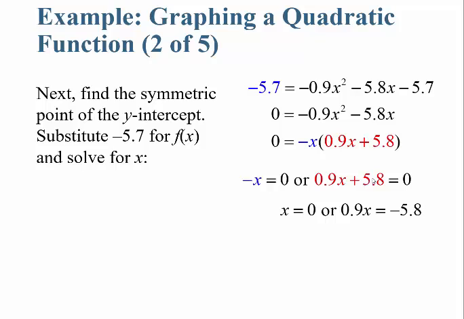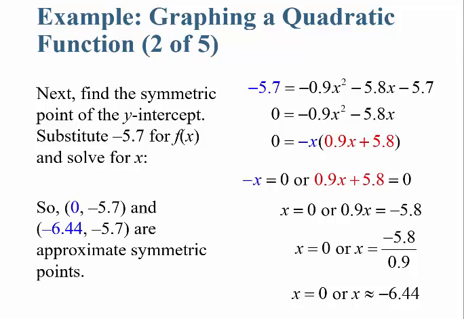When you solve this, subtracting this over and dividing by 0.9, you get x is roughly equal to, and you'll have to round it, negative 6.44. So that is the other x value of the symmetric point. The points (0, negative 5.7) and (negative 6.44, negative 5.7) are approximate symmetric points.